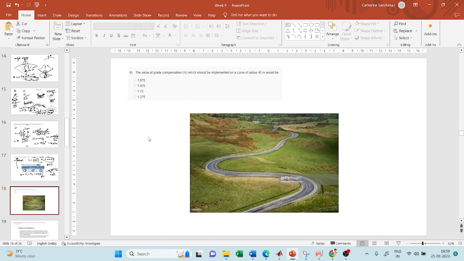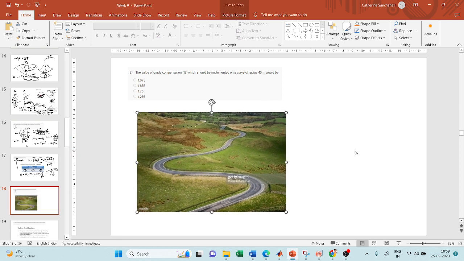The value of grade compensation which should be implemented on a curve of radius 40 meters would be what? Before this, let us understand what grade compensation means. All this while we've seen a horizontal curve separately and a vertical curve separately. When you have both together, as you move along the horizontal curve, you are experiencing a change in the vertical grade.